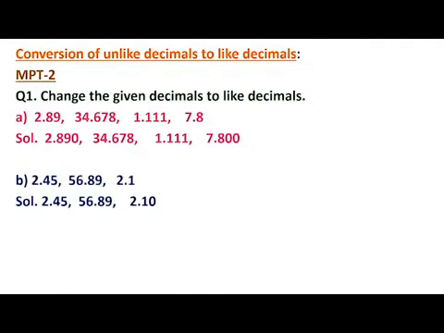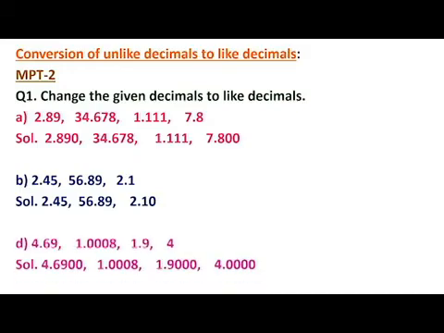Second question, you can see here: 2.45, 56.89 and 2.1. The maximum number of decimal places after the decimal we have here is 2. So wherever it is 1, we will make it 2. We have only 2.1 as having one decimal place, so we will make it 2.10. We add 0 and make this a 2 decimal place number. Now these all numbers have 2 decimal places after the decimal, so now these all are like decimals.